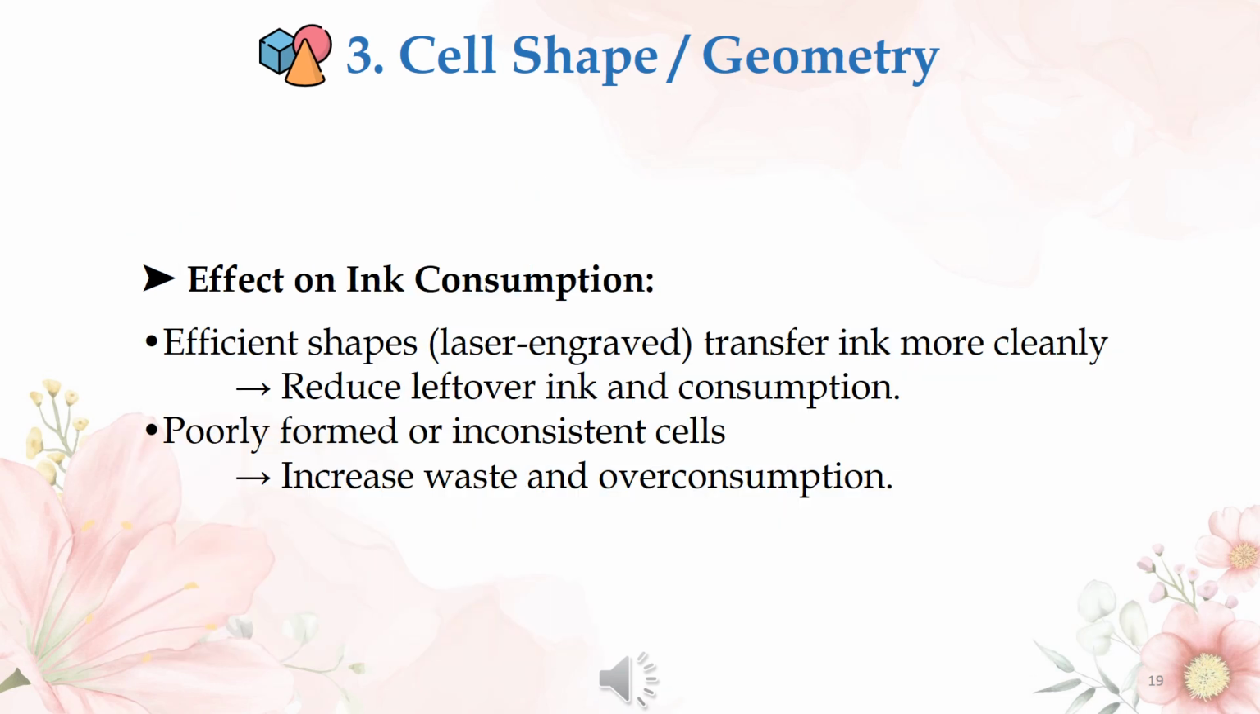Efficient cell shapes transfer ink more cleanly and reduce leftover ink and consumption. Poorly formed or inconsistent cells increase waste and overconsumption.